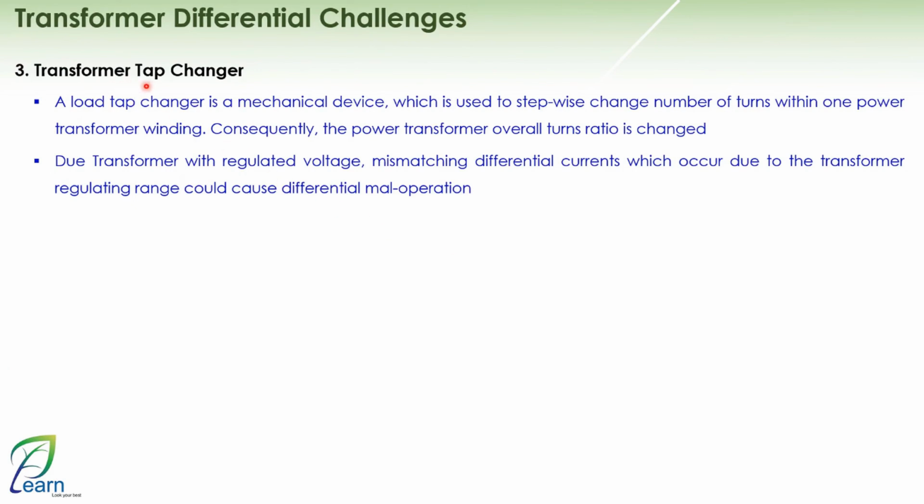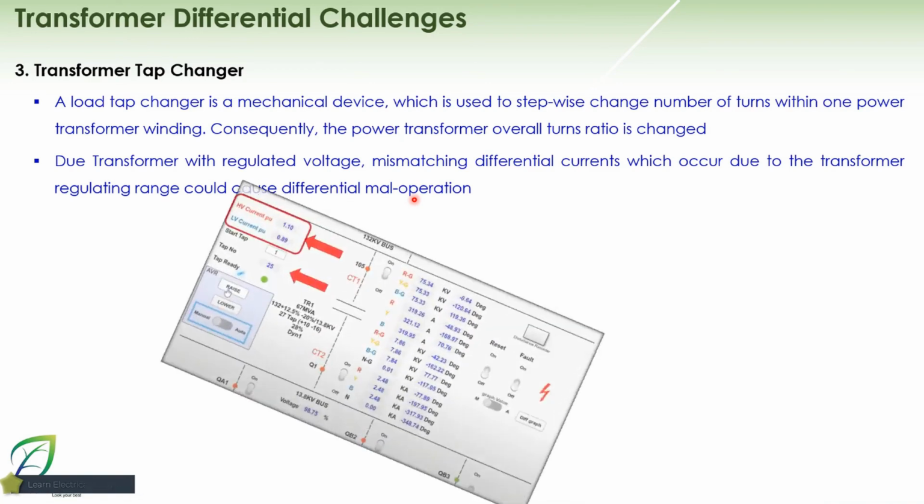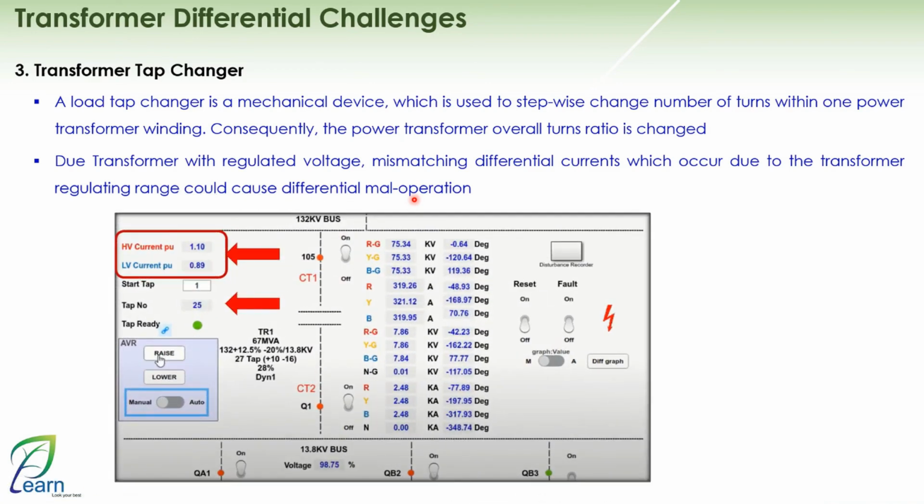The third and last thing we have is the transformer tap changer. The transformer tap changer is a mechanical device used to change the number of turns on one side of the transformer, which is the high voltage side. Consequently, the overall turns ratio is changed, which of course helps in regulating the voltage. However, as a result of using the tap changer, there is a mismatch in the differential currents, which may lead to differential maloperation. In fact, there is a very excellent video using MATLAB Simulink that explains this point to us.